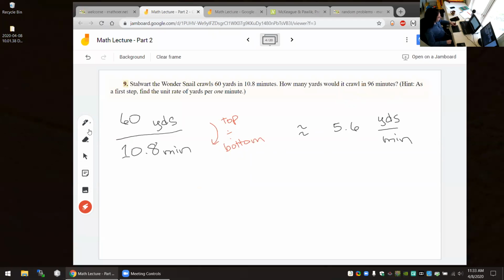So what I actually want to do is not round this. Let's keep it as the annoying repeating decimal I had. And then I'm going to say, because of the 96 minutes, times 96, and I get about 533. So this one I'm not rounding because I don't want to round in the middle. That changes my answer.